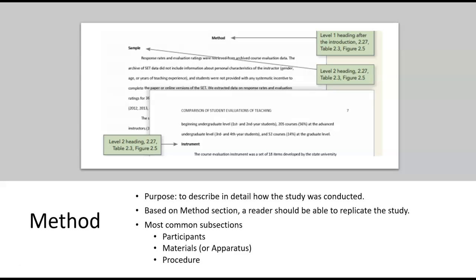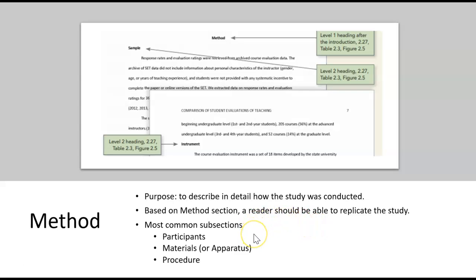Now we look at the method, and here's where the subsections will vary sometimes depending on the nature of the research and the particular norms of the journal that you may be writing for. What I'm presenting here and what I had you do for your worksheet is the typical structure, the base structure of a method section. The purpose of a method section is to provide, in as much detail as necessary for a replication, how the study was conducted.